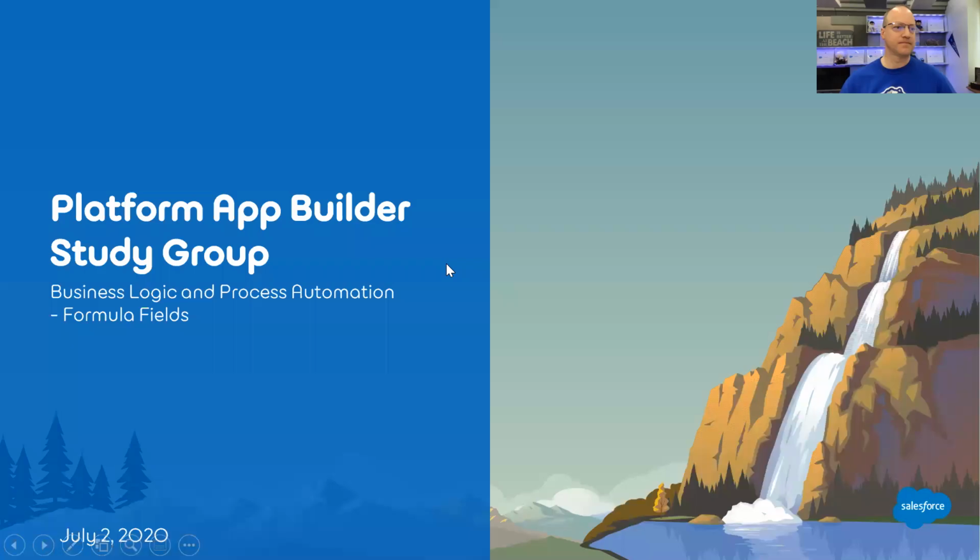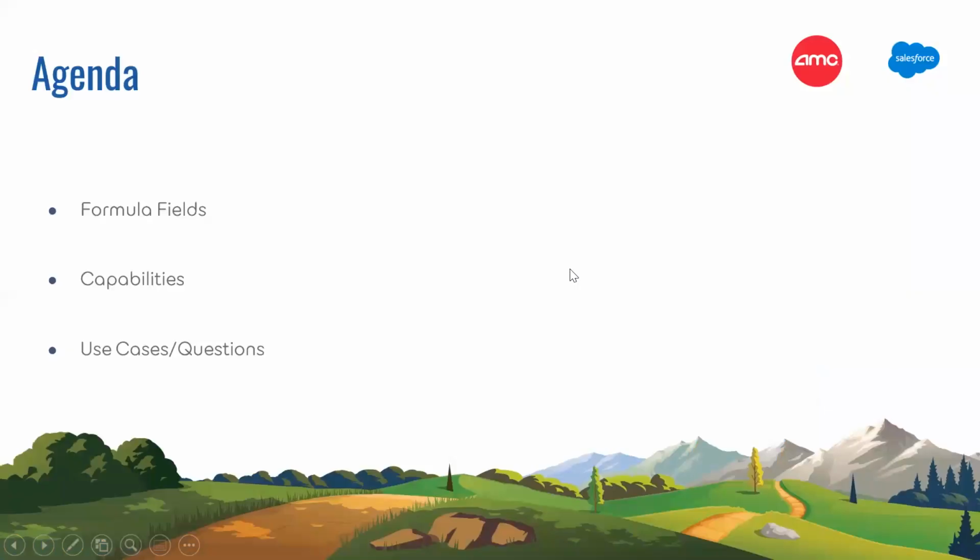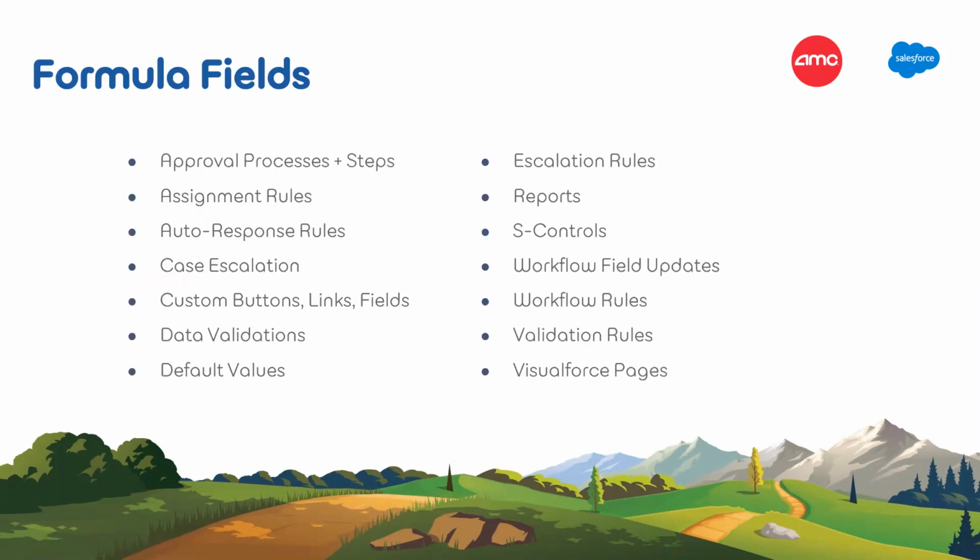That's good. Okay. So this is formula fields, pretty straightforward. Just talking about formula fields, what they do, and then some practice questions. You can use formula fields in a lot of different places, everywhere from fields to all the different automated processes, assignments and validations and escalations and every other kind of rule, and also within reports. So formula fields are very common and can be used in a lot of different places.